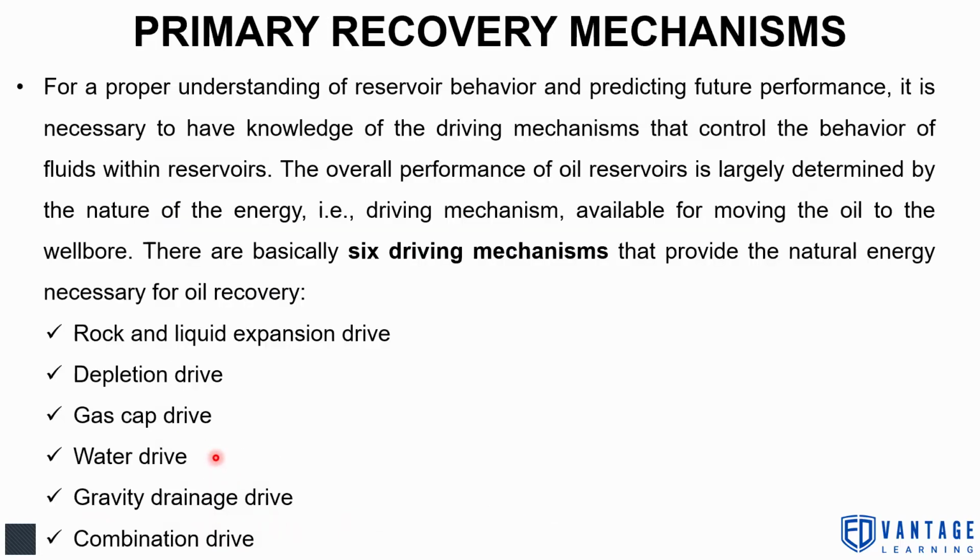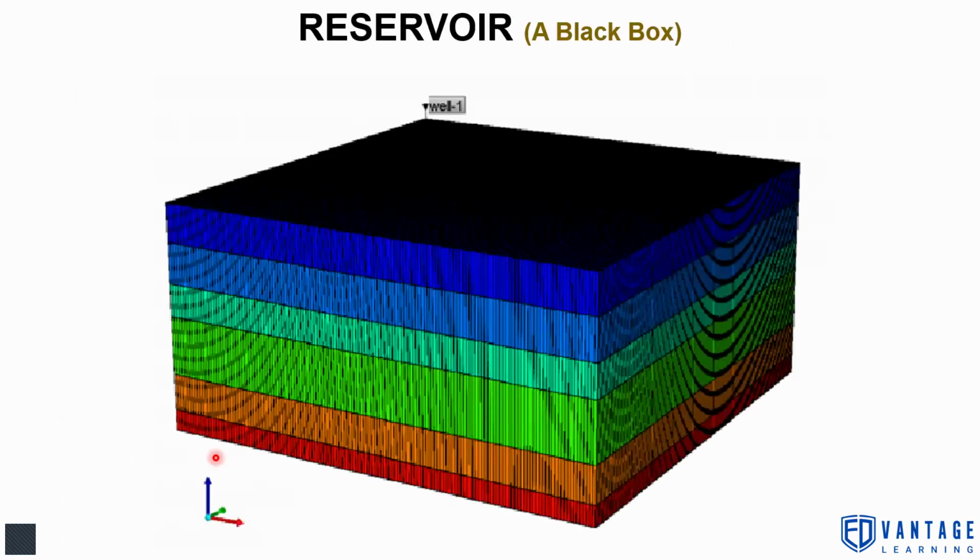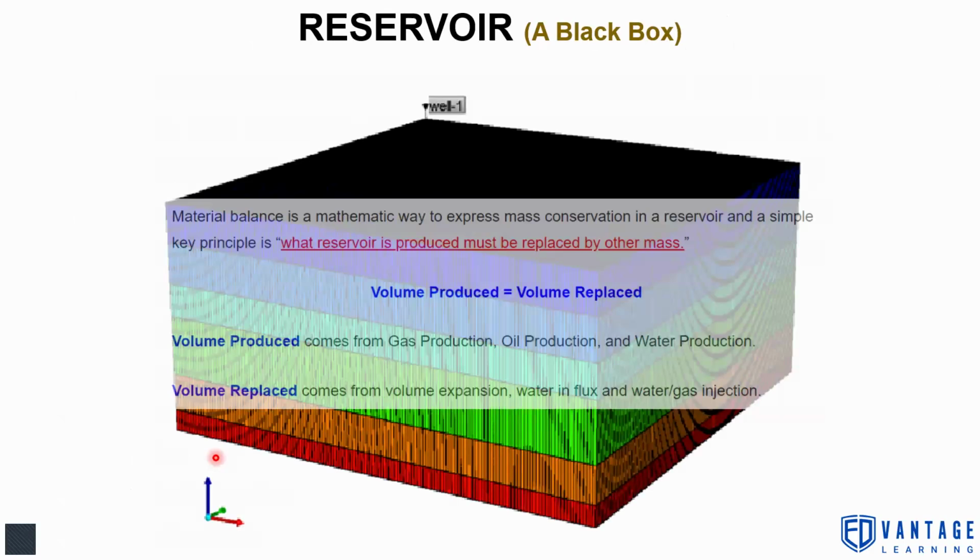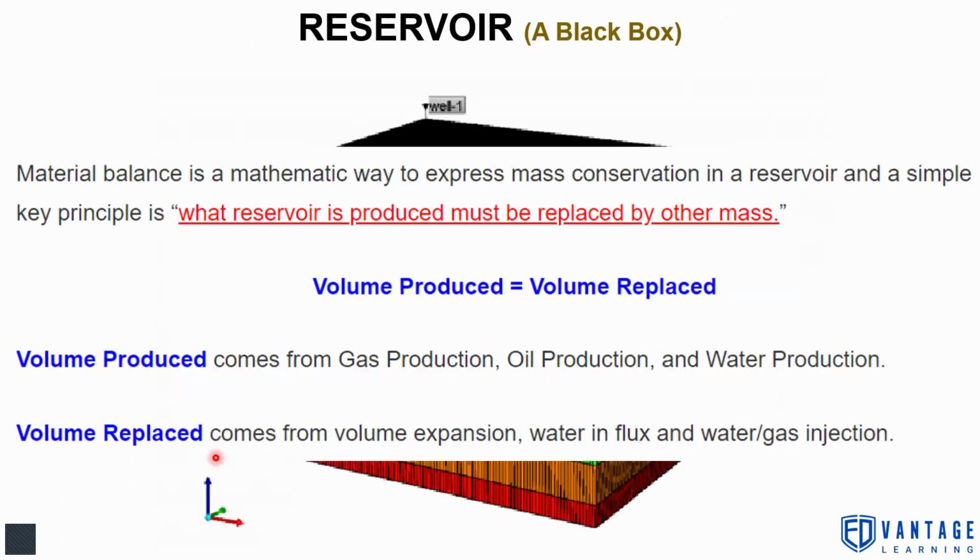For people who don't understand, recovery factor is the ratio of oil produced to oil in place. So we try to maximize recovery factor and also minimize the economics involved in maximizing this. So we choose several mechanisms in primary, secondary, and tertiary recovery to maximize the recovery factor. The reservoir is a black box, and whatever inputs we give is what outputs it gives us. So basically, material balance follows this principle: whatever volume is produced is the volume replaced.